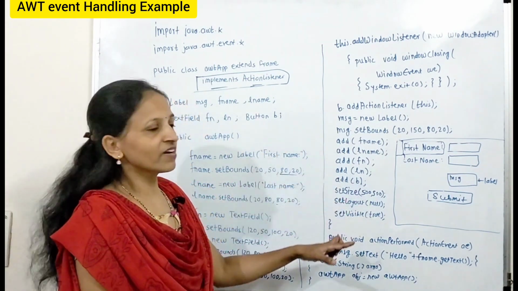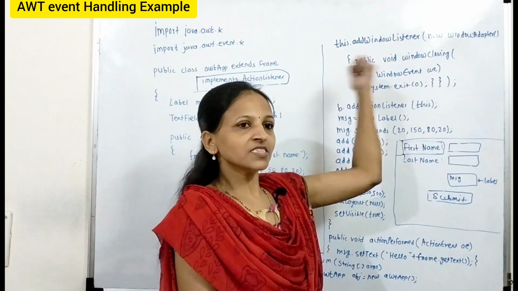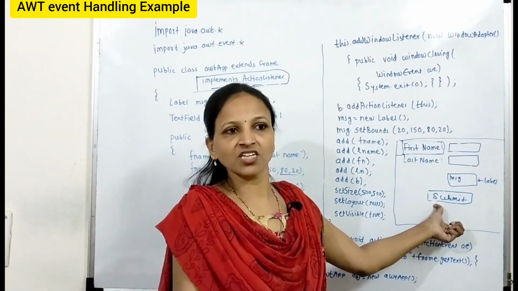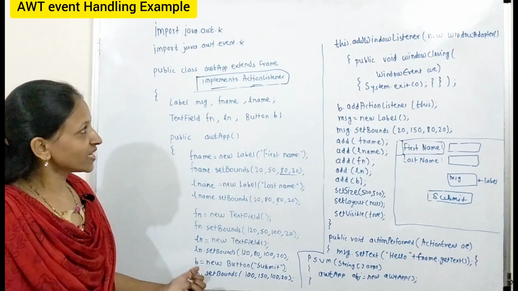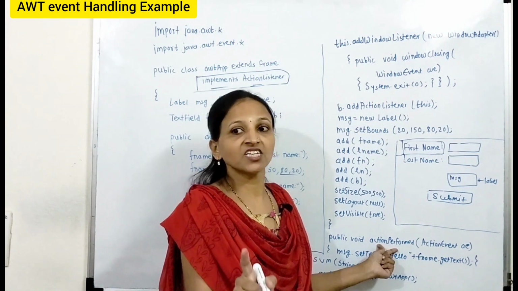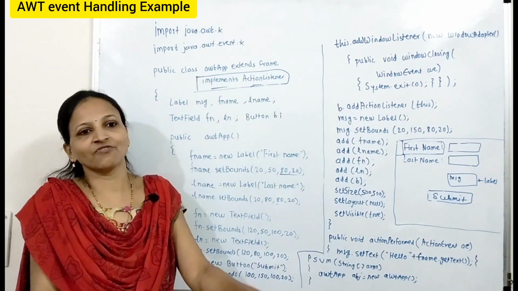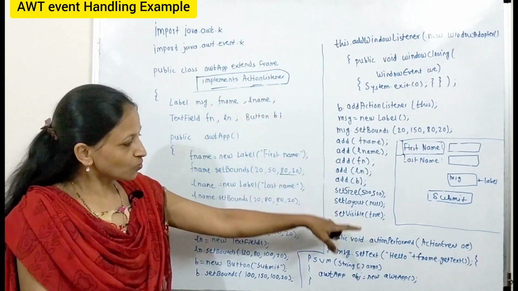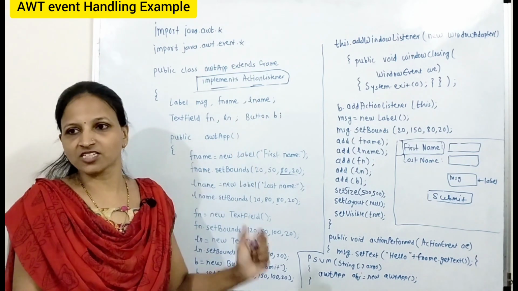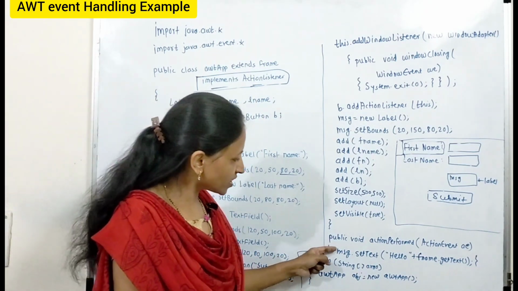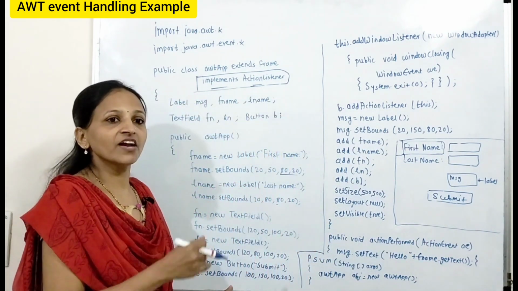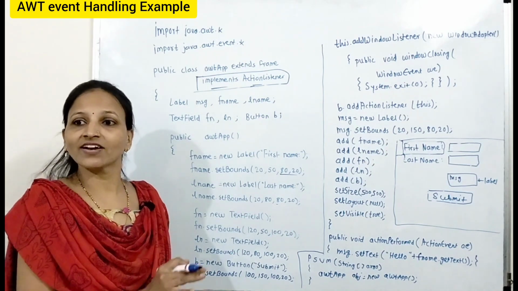Getting? This is all about the event delegation model. It means an event is raised and one action event object will be passed. Here the event is a button click, that's why an action event object will be passed, which will be caught by the actionPerformed method. That method is written inside the ActionListener interface, and we have to implement it in this class, because this class implements the ActionListener interface, and whatever code is written here will be executed after clicking on that button. Getting? This is all about the event delegation model, how it works, event handling.